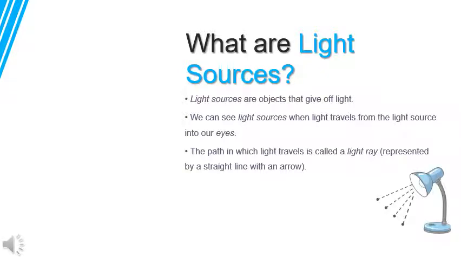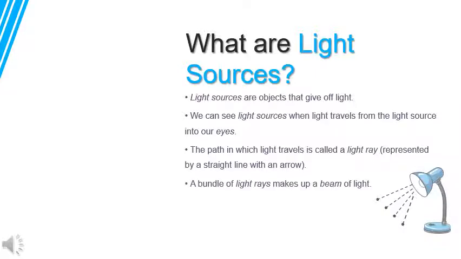And the path in which light travels is called a light ray, represented by a straight line with an arrow, as you can see in the picture. And a bundle of light rays makes up a beam of light.